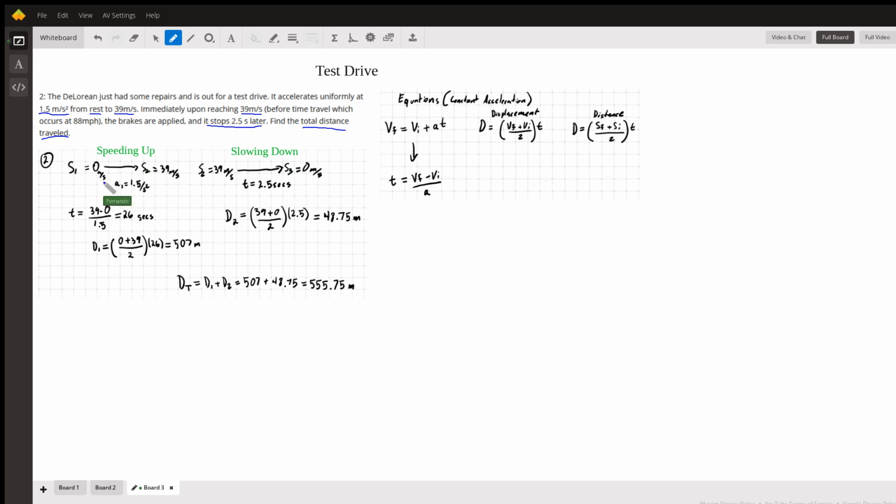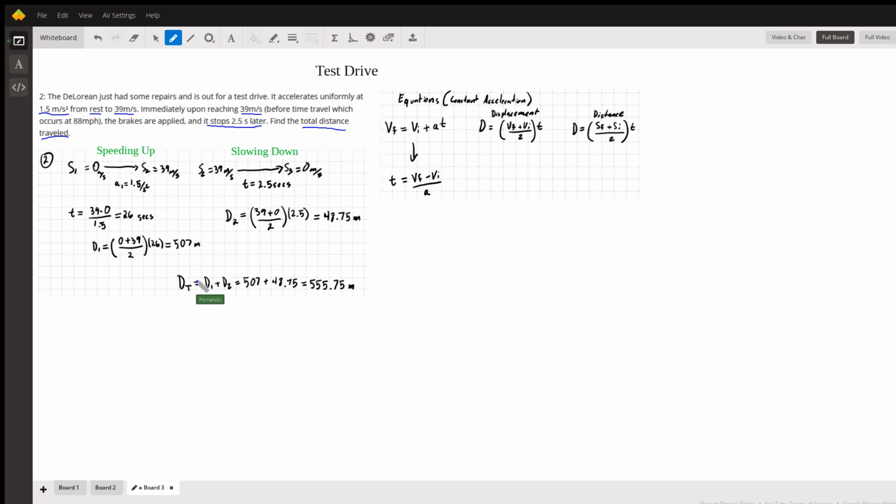Now, while speeding up, I don't know the time, so I have to figure out the time. And so I gotta use the time formula. And basically, I just do the final minus the initial divided by the acceleration, which I do here, which ends up being 26 seconds. Now that I know the time and I know the initial and the final speeds, I can use the distance formula. So I gotta find the average of the speeds times the time. So I do 0 plus 39 divided by 2 times 26, which ends up being 507 meters.